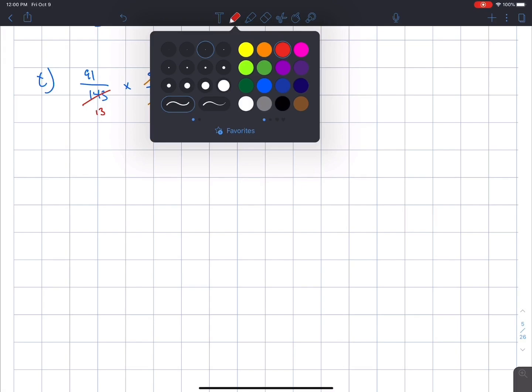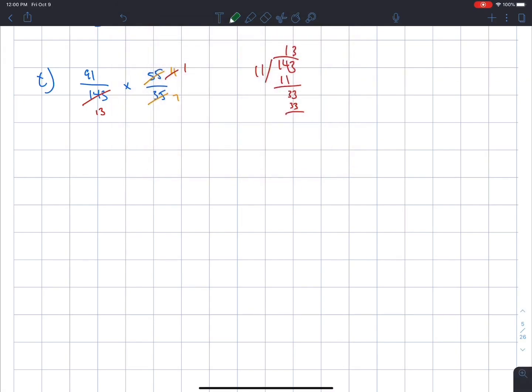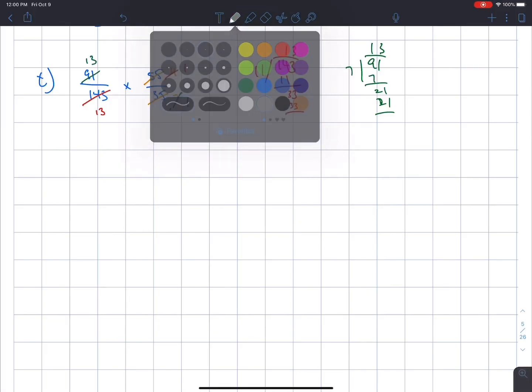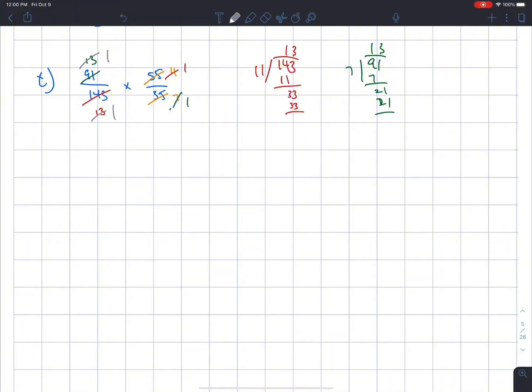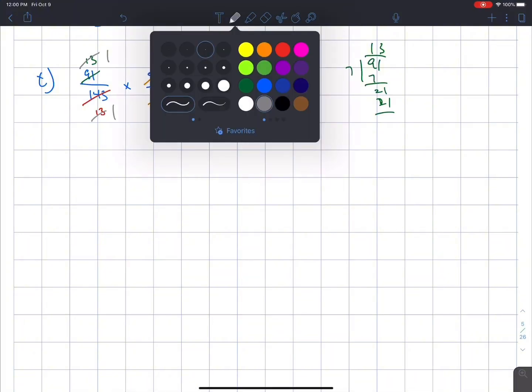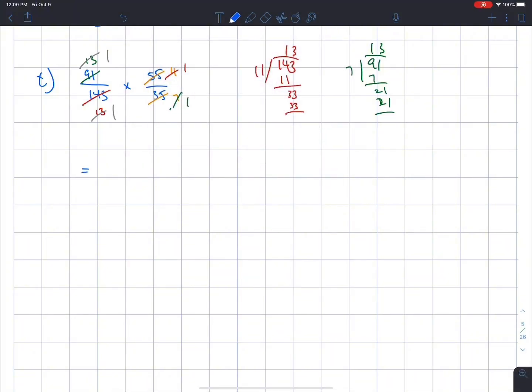And 91 should be divisible by 7. 7 goes into 9 one time. 7 goes into 21 three times. So divide 7 by 7 to get 1. Divide 91 by 7 to get 13. And finally, we get the same thing here. We can just cross them out. They become 1. The 13s. So my final answer is just 1. Just 1 over 1. Which is 1.